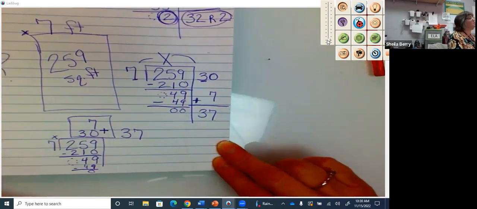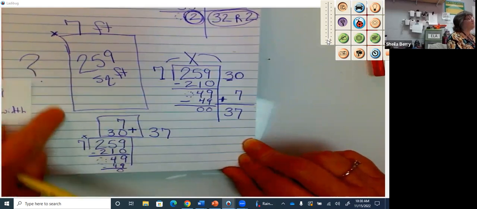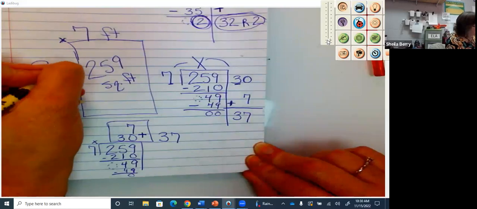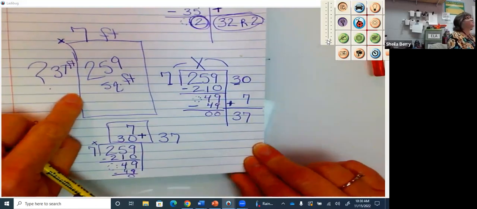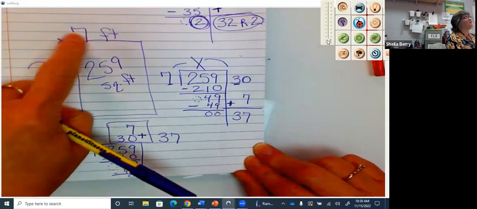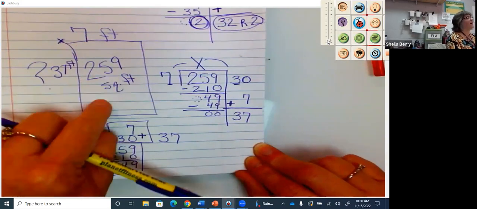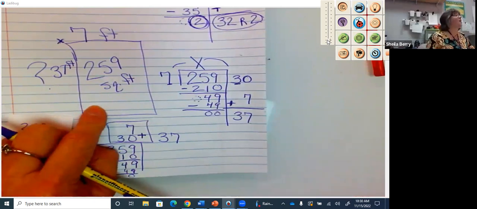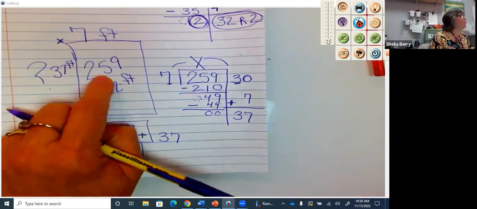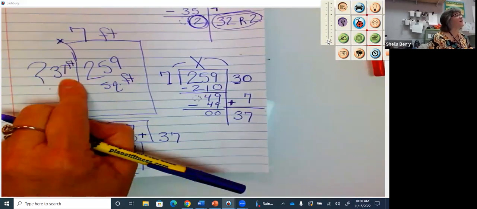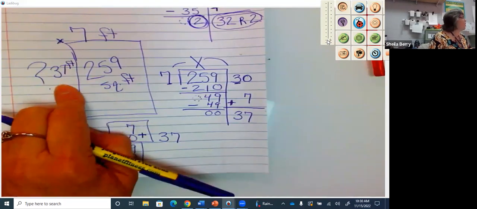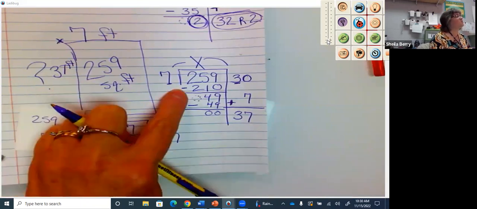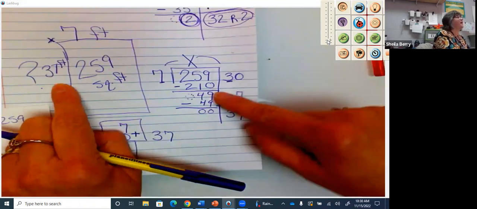So what is my answer? What is the length of my rug? 37 what? 37 feet. So when we multiply 37 feet times 7 feet, we get 259 square feet. When you are looking at the area and you're missing one of the parts, think of it as a partial product or a partial quotient. In this case, when you're missing a factor, you have to divide to find that answer.